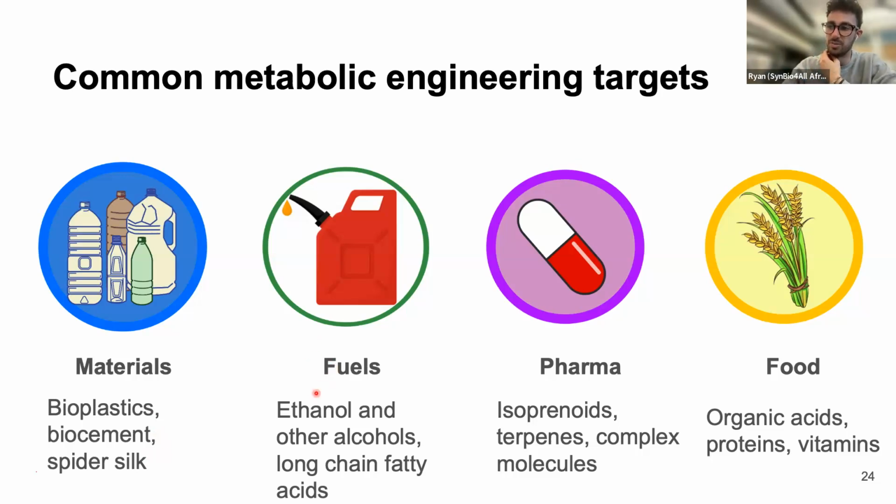Different fuels, so people can make ethanol or other alcohols or long chain fatty acids that can be used for jet fuel, car fuel, any of these things. Pharmaceuticals, so isoprenoids and terpenes, like artemisinin. These are common drugs that would be found in plants or different organisms. And then food, so you can make different organic acids, proteins, vitamins that are all important for nutrition. And any of these are really common targets for metabolic engineering.